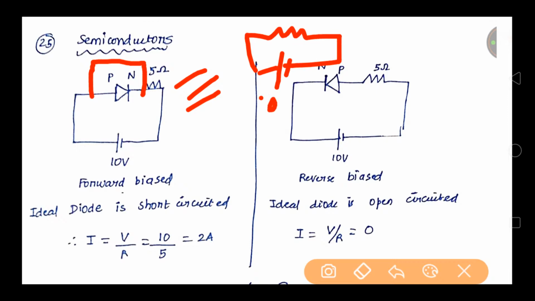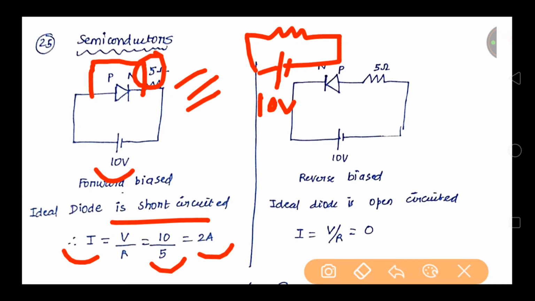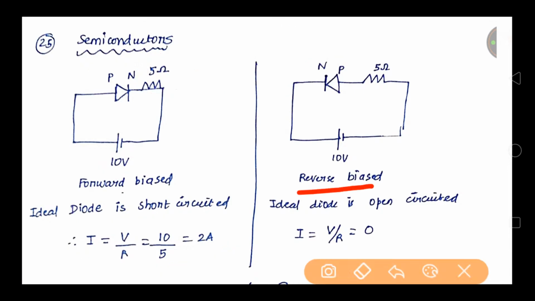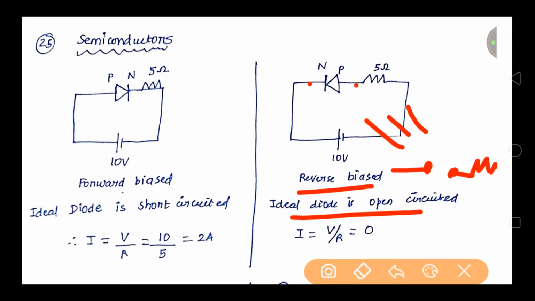That is short circuiting, right? The ideal diode is short circuited. So I is equal to V by R, Ohm's law. V is equal to IR, I is equal to V by R. What is V? 10. What is R? 5 ohm. 2 ampere. For reverse biased, the ideal diode is open circuited. So at this point, the diode becomes open. How to redraw this? So here it is open circuited. So current is 0 for open circuit.